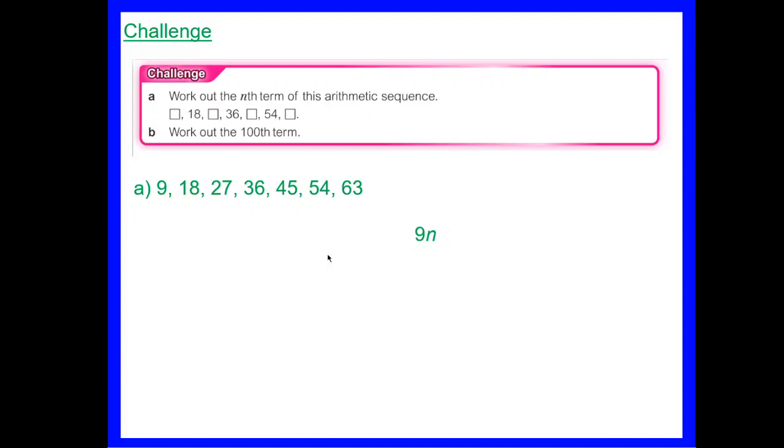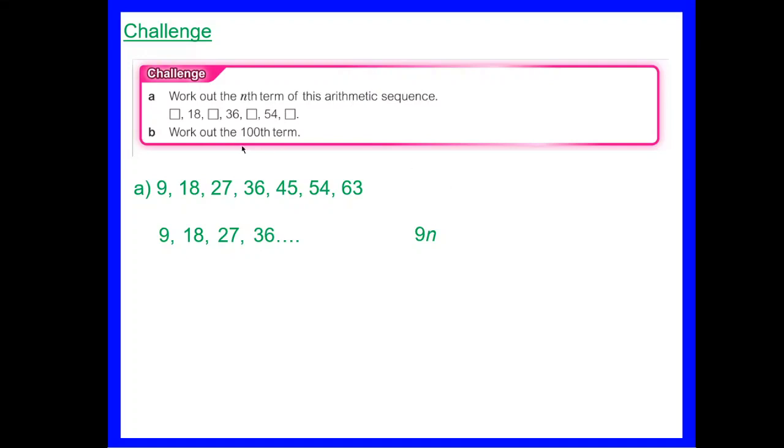We write down our sequence for 9n. 9 times 1 is 9, then 9 times 2 is 18, 27. Now we can already see, we don't need to do every one, that they are matching. Remember, if they're matching, then that's it. I don't have to add or subtract anything to the end because they're already the same. So the nth term rule for part A is 9n.